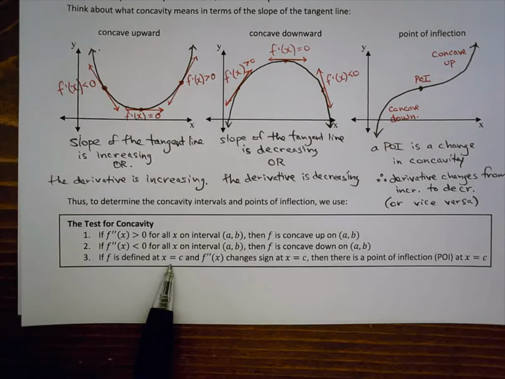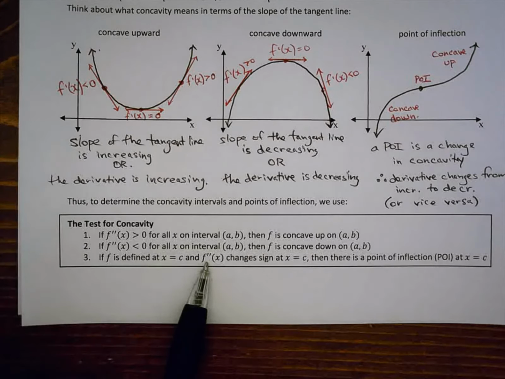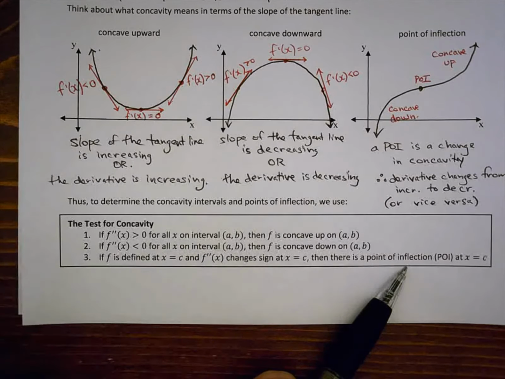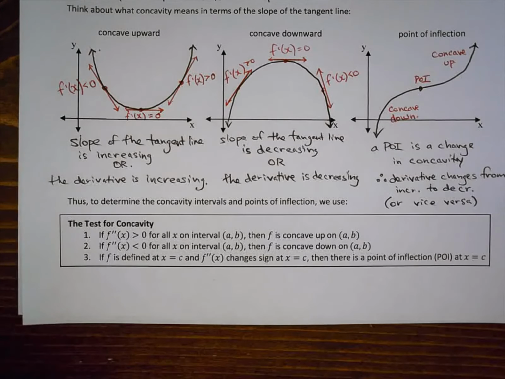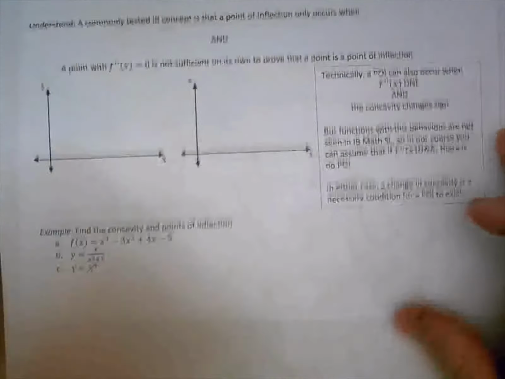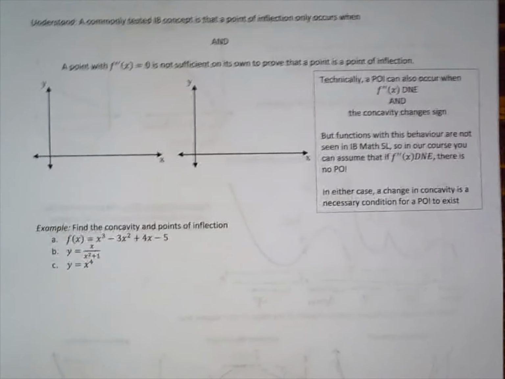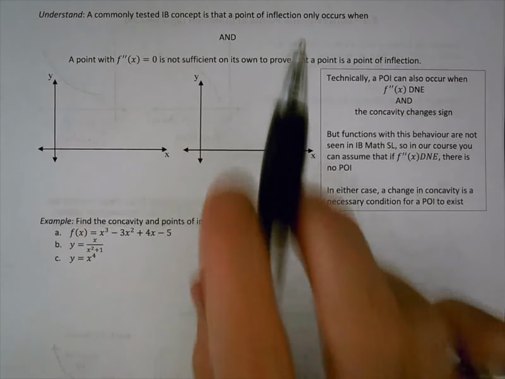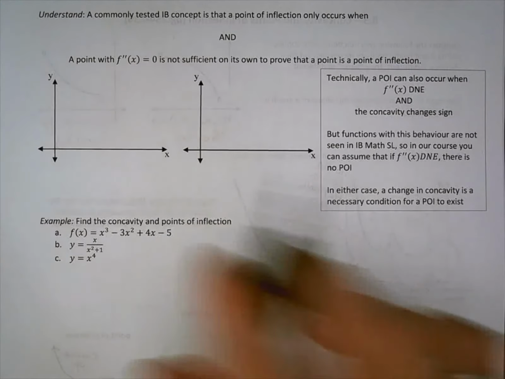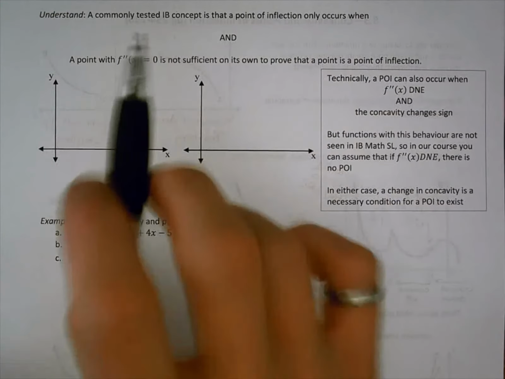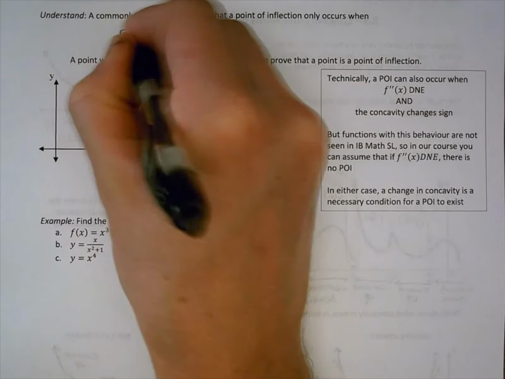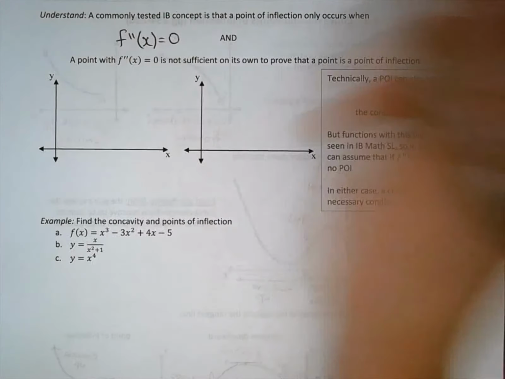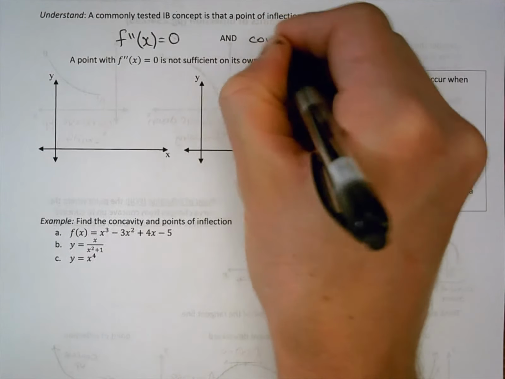If the function is defined and the second derivative changes signs, then there's a point of inflection, and that's what we've been talking about. Concavity changes. So let's do some examples that'll help us understand what's going on here. Oh, actually, I just want to talk about this a bit more. IB really stresses this one point about the second derivative. They say a POI will only occur if the second derivative is equal to 0 and concavity changes signs.